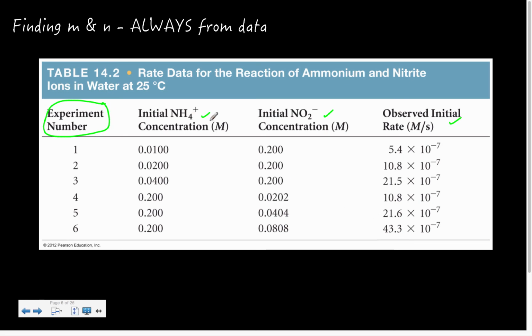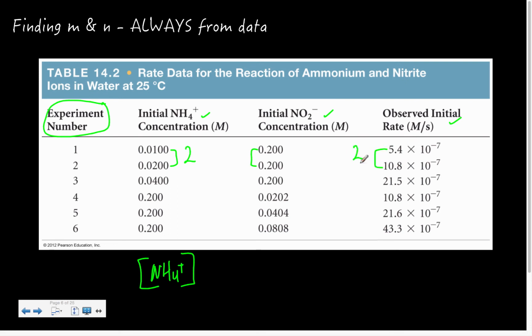Now, if I want to find the effect of NH4 plus on the solution, what I'm going to do is look for trials where NO2 stays the same. If this is a reaction between these two things, and I keep my NO2 the same but vary my NH4, then a change in the rate would be due to the change in NH4 concentration. If we look at these two trials, for example, the concentration of NO2 stays the same, and this doubles. We look over here, what happens to the rate?